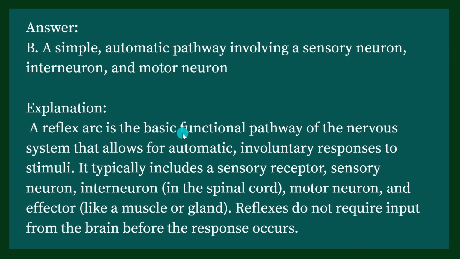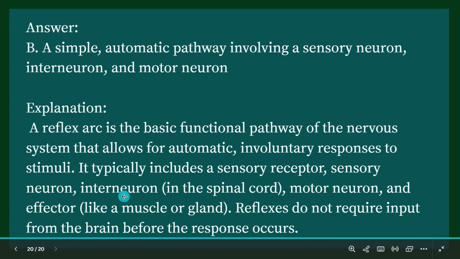So B is a simple automatic pathway involving a sensory neuron, an interneuron, and a motor neuron. A reflex arc is the basic functional pathway of the nervous system that allows for automatic, involuntary responses to stimuli. It typically includes a sensory receptor, sensory neuron, interneuron in the spinal cord, motor neuron, and a motor effector, like a muscle or a gland. Reflexes do not require input from the brain before the response occurs.